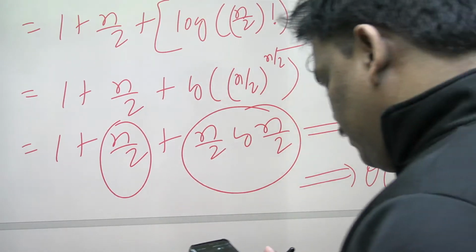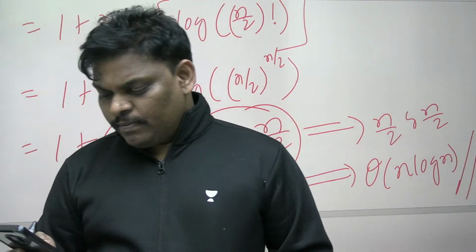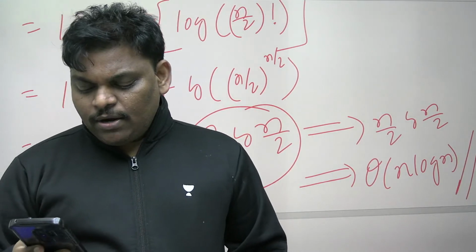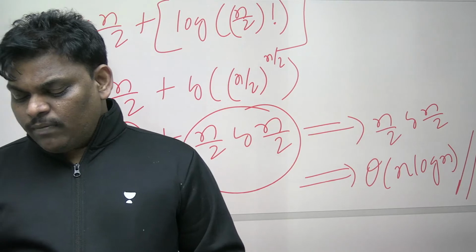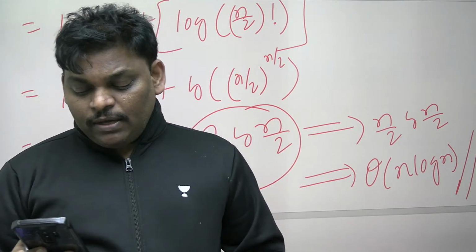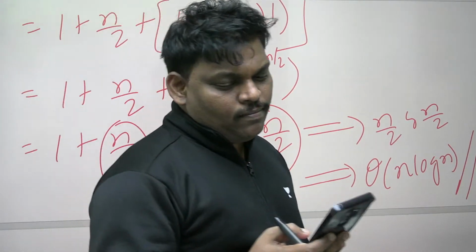Any doubt there? Priya is saying that, sir, log 2 plus log 4 and so on up to log n, we can't write in the form of log of mn. Yeah, you can write it, but how will you go further? How will you proceed further?